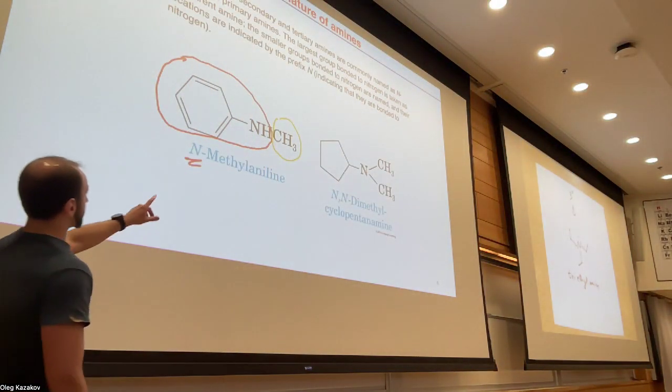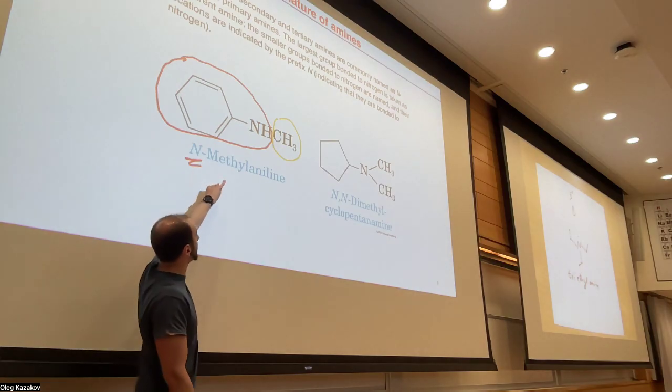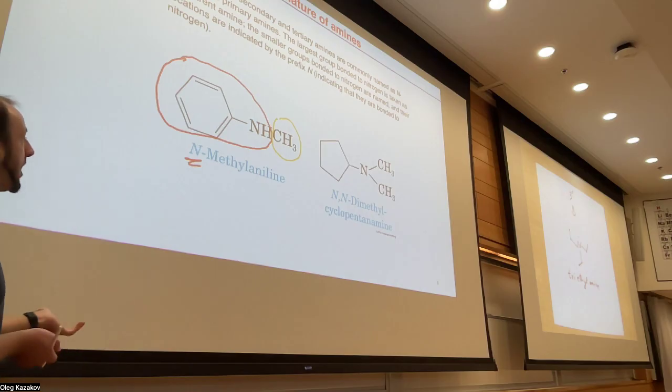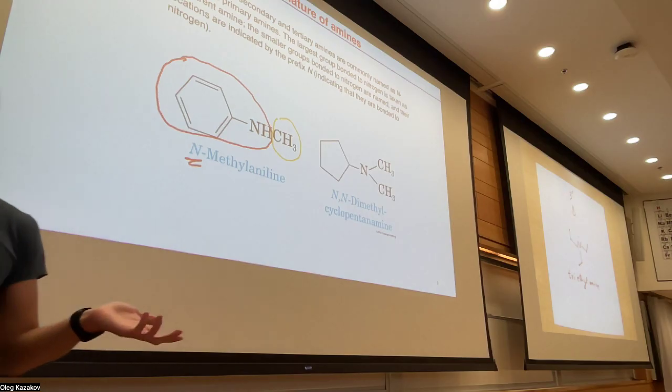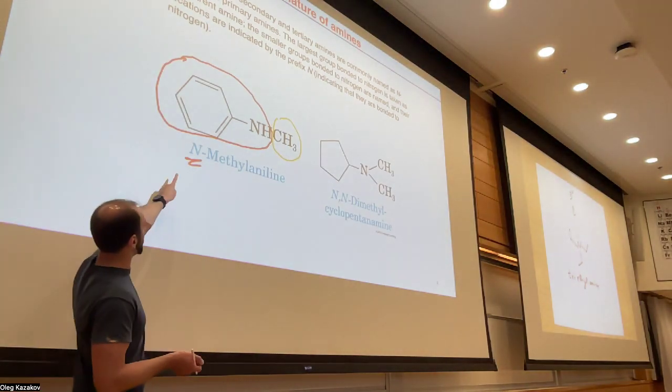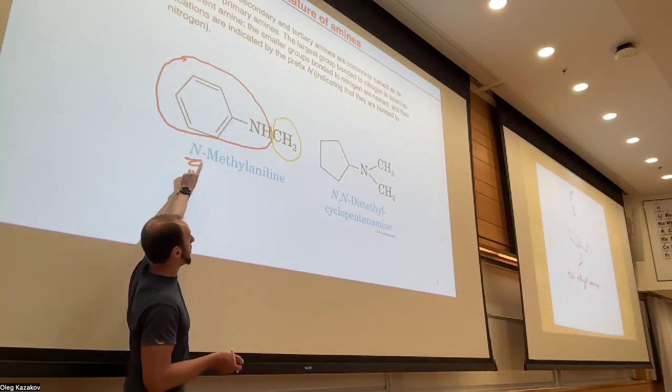So N stands for the fact that the methyl is on the nitrogen here, right? In this particular example, we have N-methyl aniline. So if you see N, not the number, then you are going to say, aha, it means that the methyl is supposed to be on the nitrogen, right?